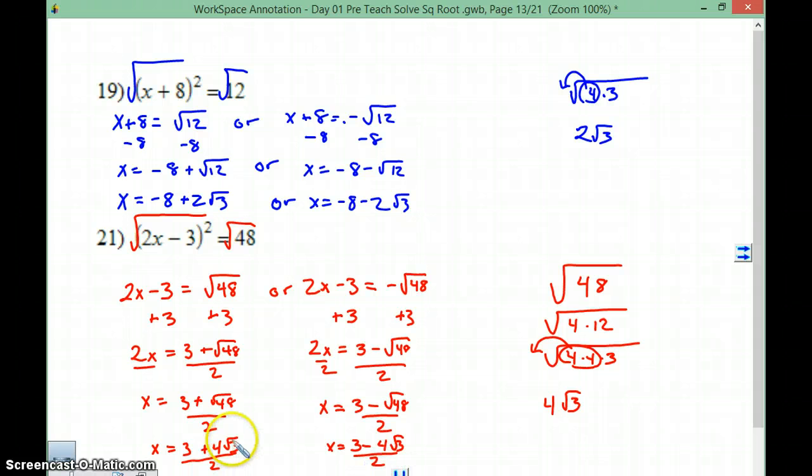Question. Can you simplify? Can you reduce like this? The answer is no. Even though 4 goes into 2, it doesn't go into 3. So you cannot reduce that 2 away.